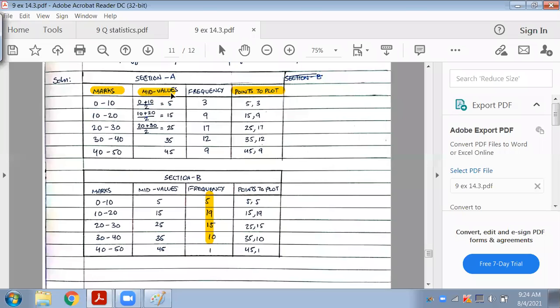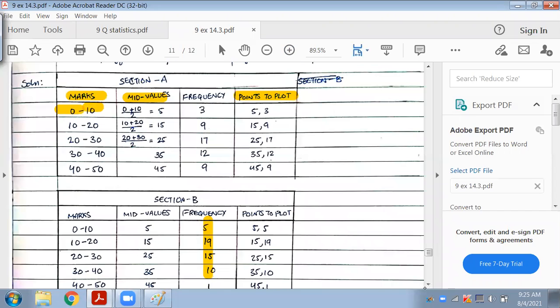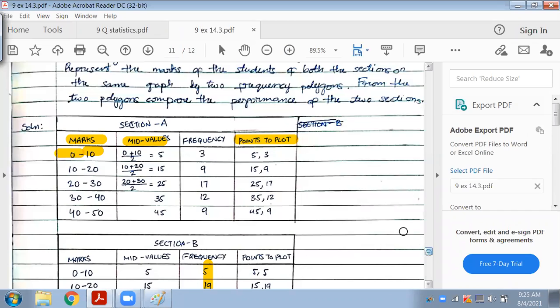Okay, how to find the mid values? For a class, how to find the mid values? To find the mid values, we take the lower limit. The starting of the class is called the lower limit. Ending of the class is called the upper limit. We are going to add them and divide by 2.